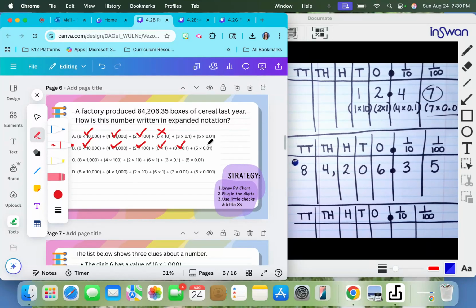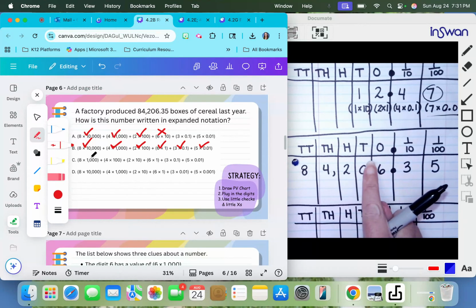2 places to the right of the decimal. Do we have a 5 in the hundredths? We do. All right. So we got all little checks for B, but are we going to stop there? No, a mathematician does not stop. A mathematician looks at everything because we could have made a mistake. So let's try C. 8 in the thousands.